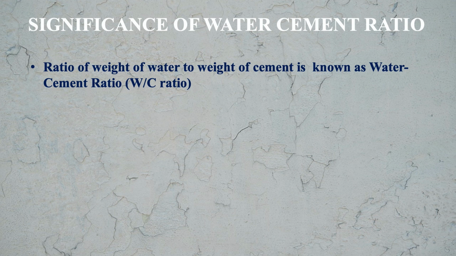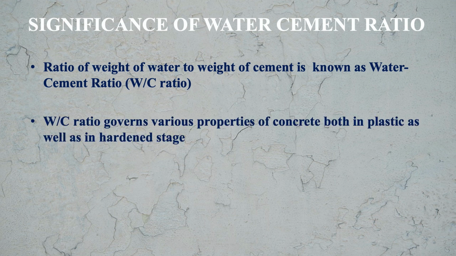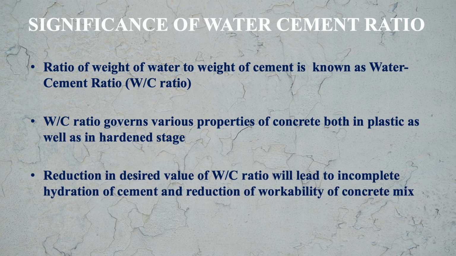So only the quantity of water is not important. This ratio is very important. Ratio of weight of water to weight of cement is known as the water cement ratio. Water cement ratio governs various properties of concrete both in plastic as well as in hardened stage. Reduction in desired value of water cement ratio will lead to incomplete hydration of cement and reduction of workability of concrete mix. So that way this ratio is very important.